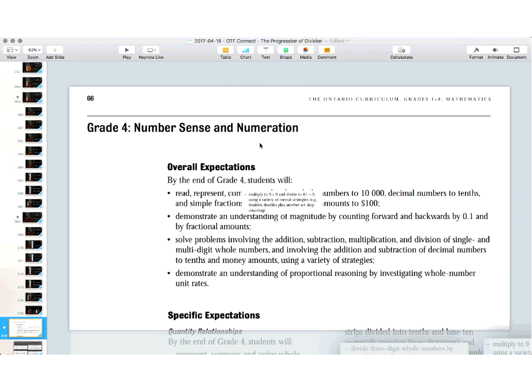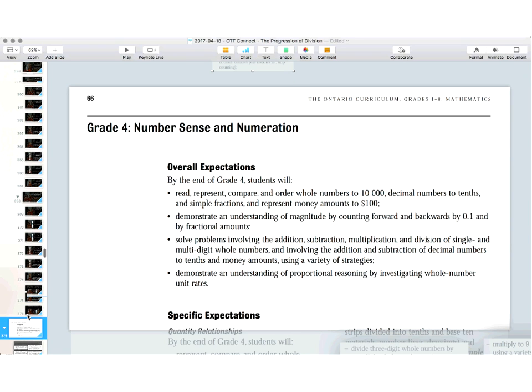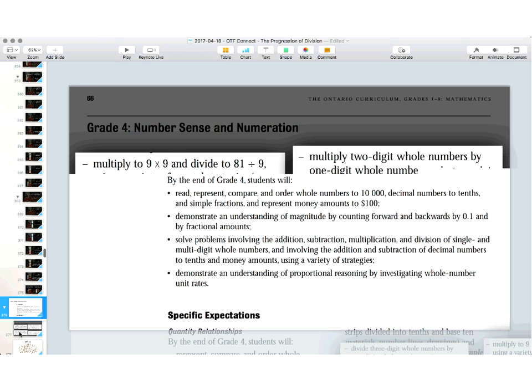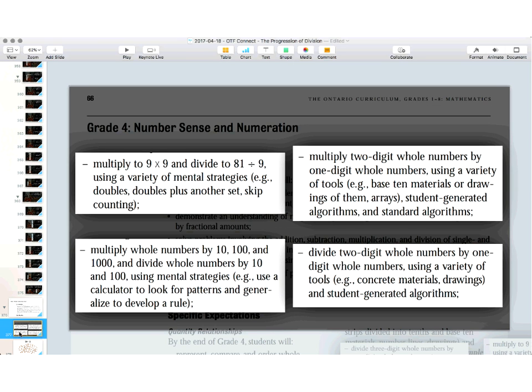Now, as we move on, I'm going to take a moment here and jump into grade 4, and you'll see that in grade 4, things start to get a little more complex. Now, we're still using mental strategies up to 9 times 9 and 81 divided by 9, but you'll notice that we're now getting to a point where we're dividing 2-digit whole numbers by 1-digit whole numbers using a variety of tools, noting that concrete materials is one, so physically doing this stuff is really important. Drawing them out is really important.